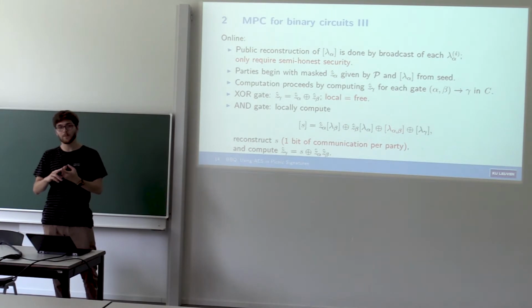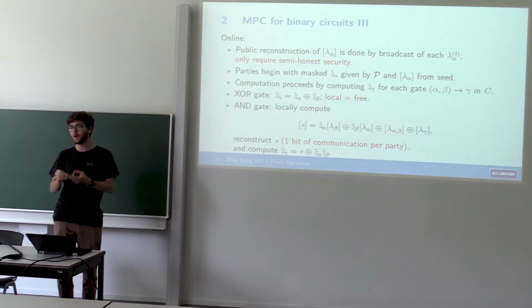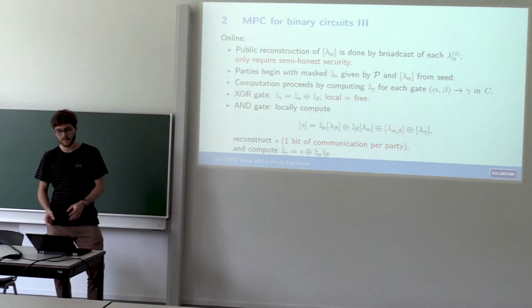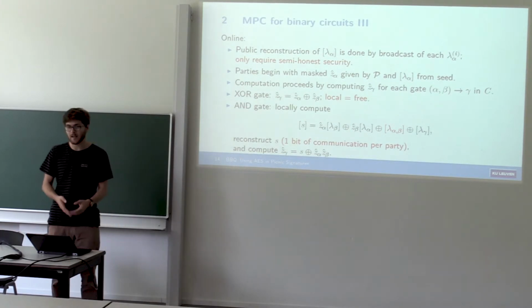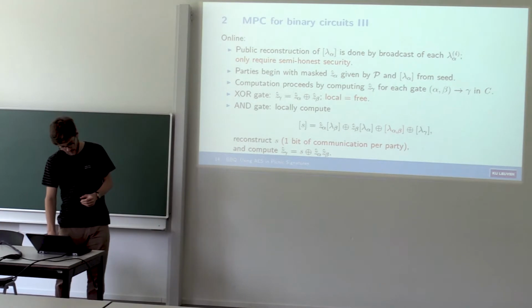So we need 1 bit per AND gate in the pre-processing, and in the online phase we need again 1 bit per AND gate to open the values. And this is kind of the baseline measure. So it's actually extremely efficient. Only a 2 bit per AND gate cost is very efficient.